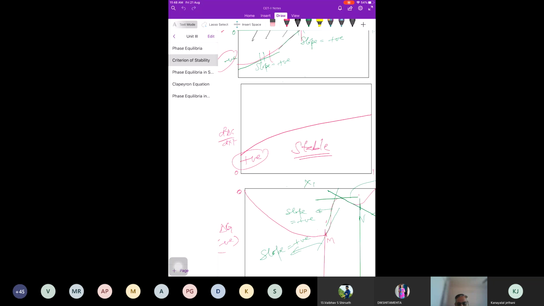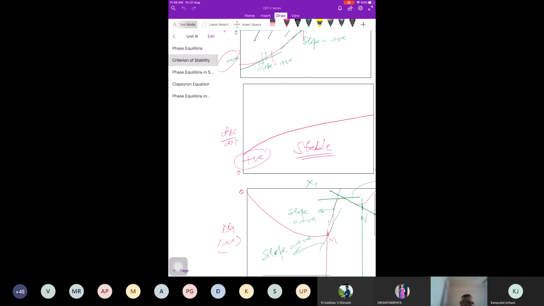Is this understood? Any questions or doubts on that first part, d square delta G by dx1 square versus x1? Okay, there are no questions. Let's proceed to the second part.